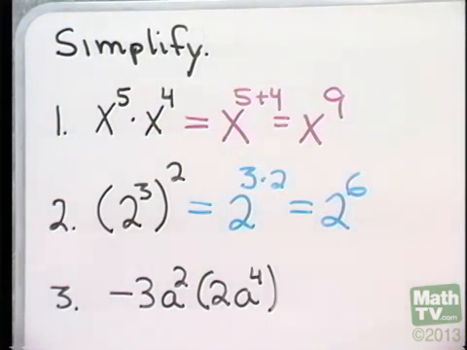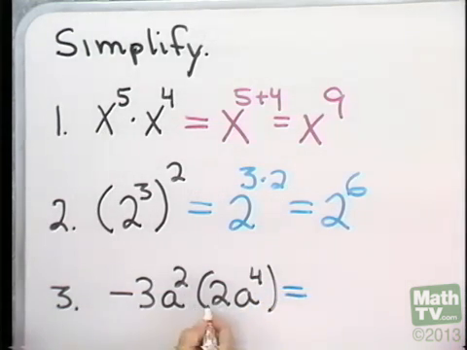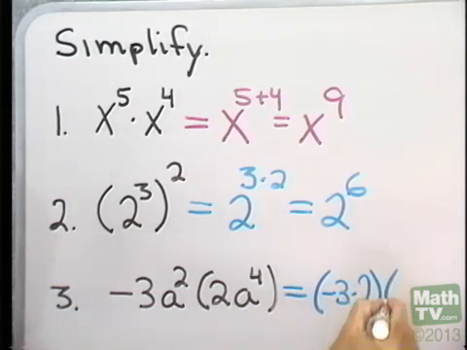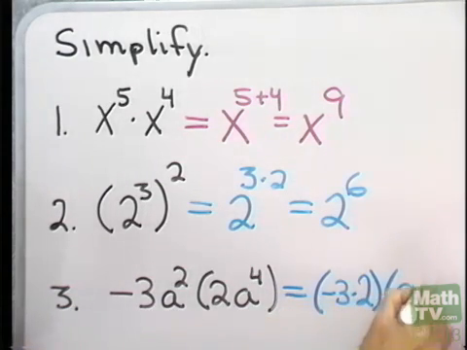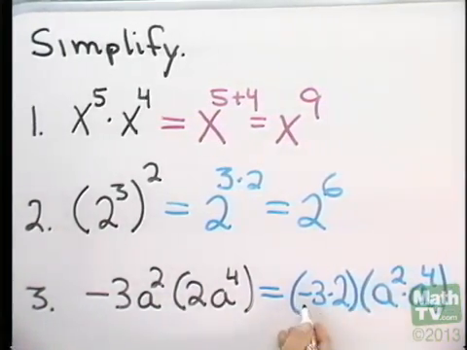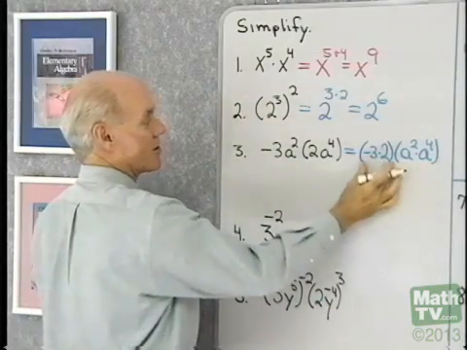I have negative 3a squared times the quantity 2a to the fourth. So I want to use my properties of exponents and also my commutative and associative properties. So I'm going to start by regrouping and writing this as negative 3 times 2. So I'll group the coefficients together, and then I'll group the variables with exponents together. A to the fourth times a to the second. So that's the commutative and associative properties.